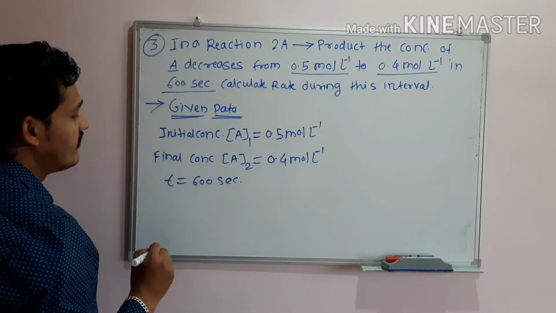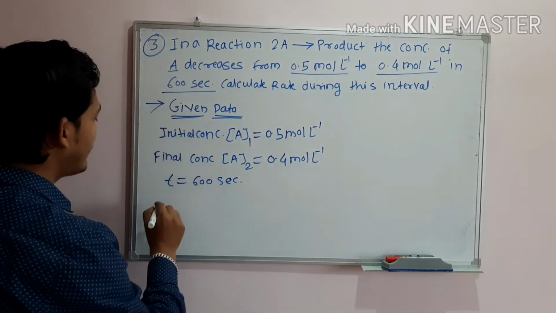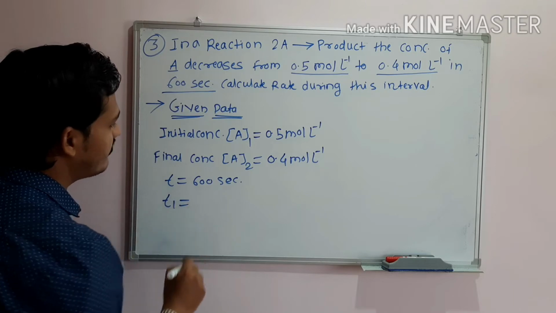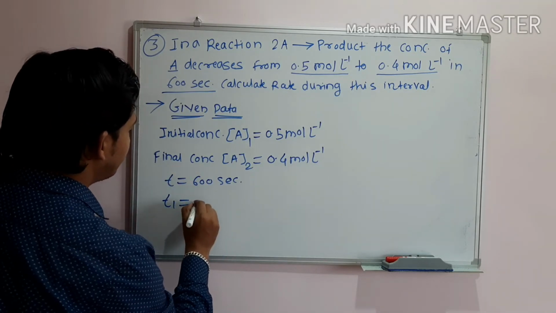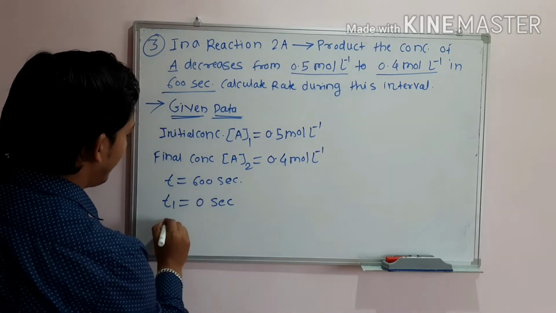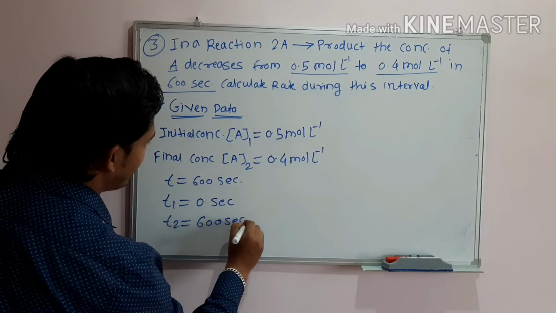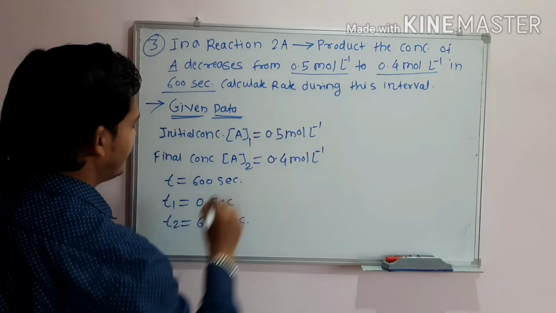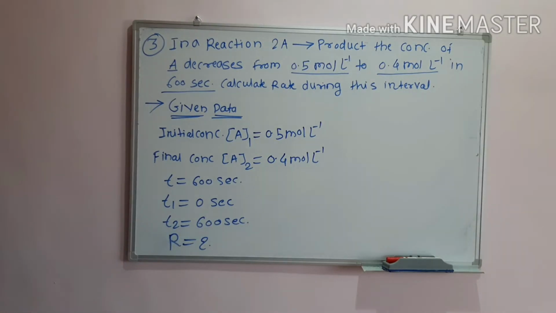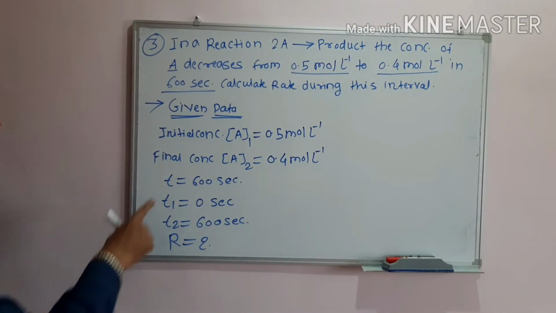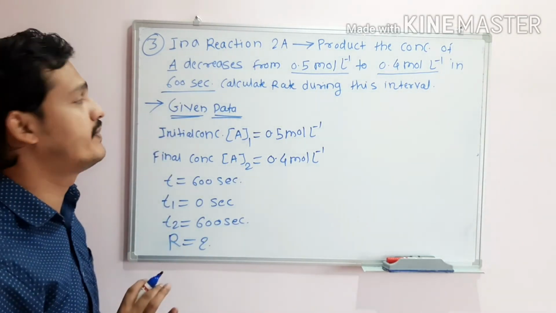Now, first of all, we have to write clearly regarding time. So, initial time and final time. Let us say the reaction was completed in 600 seconds ला पूर्ण झाली म्हणजे initial time will be 0 second and final time, that is T2, will be 600 second. Calculate rate during this reaction. Hence, R is equal to question mark. This is how to write the correct given data in the given example.